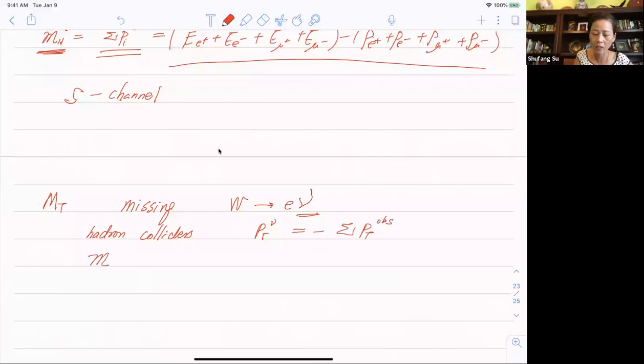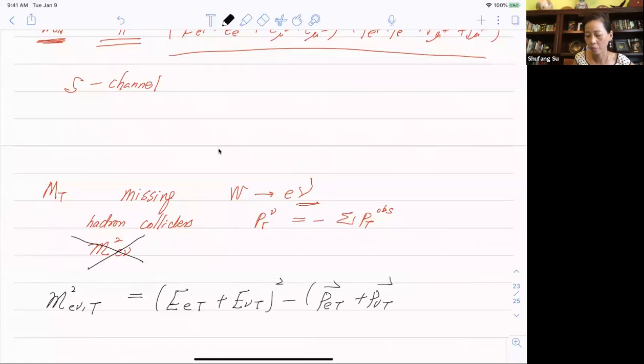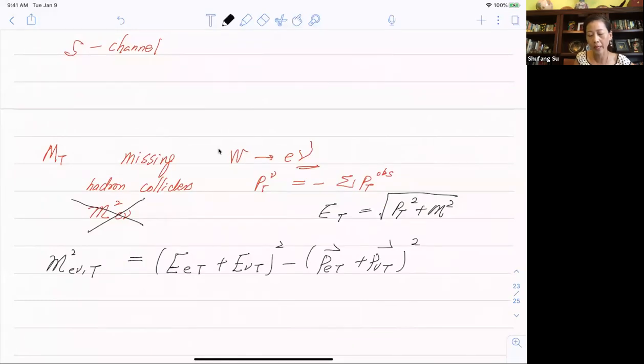Which means I cannot construct the invariant mass of the electron and neutrino system, because I don't know the Z PZ of the neutrinos over here. But on the other hand, I can construct something like this, m squared of the e nu of the transverse ones, which is the energy of the electron and the energy of the neutrino, both the transverse ones, I will tell you how that's defined in a second, minus the P e of the transverse plus P nu of the transverse, squared. Okay, so the transverse energy is basically PT squared plus M squared. So for both electron and the neutrinos, the mass is tiny, so it's basically equal to the magnitude of the transverse momentum. Okay, so based on my measurement, I can construct this object.